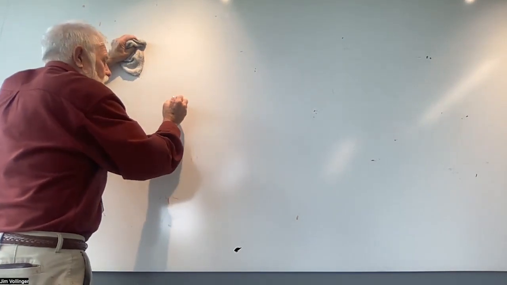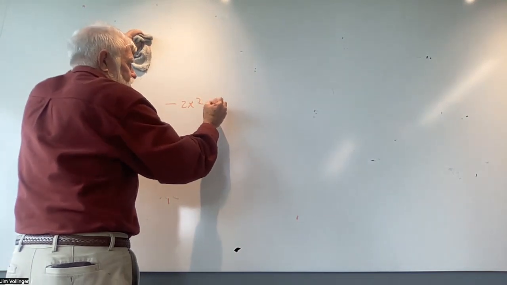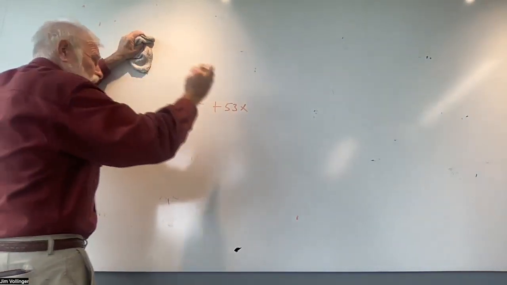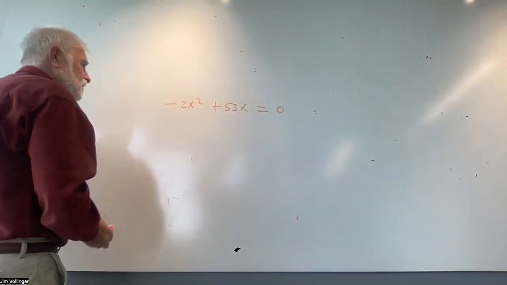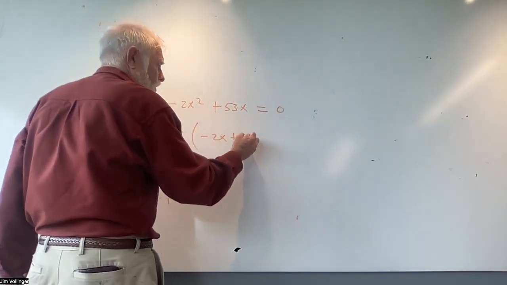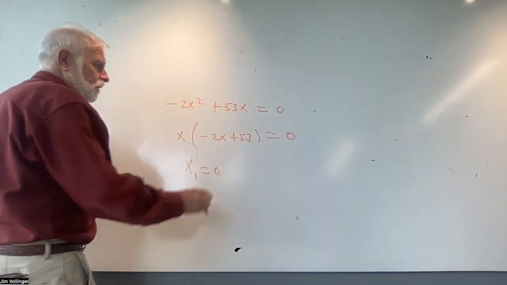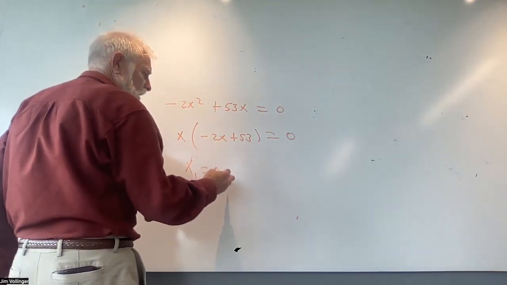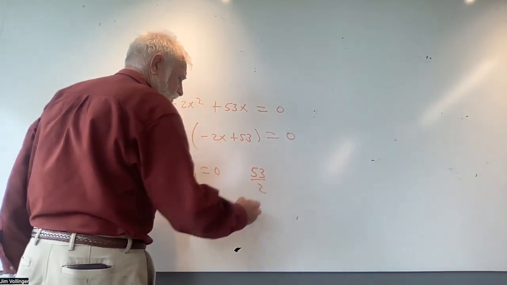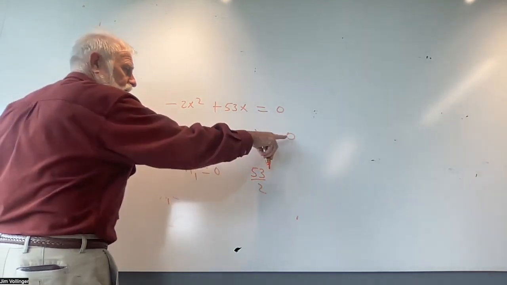Let's do minus 2x squared plus 53x is equal to 0. I'm going to set it to 0, obviously. So I'm going to take an x out. And that's minus 2x plus 53 equal to 0. So again, there's 0. This one over here is negative 53 divided by negative 2 is positive 53/2.